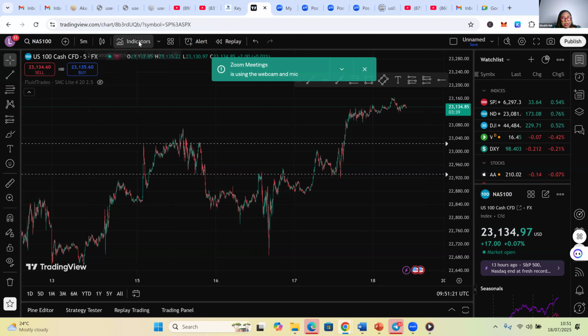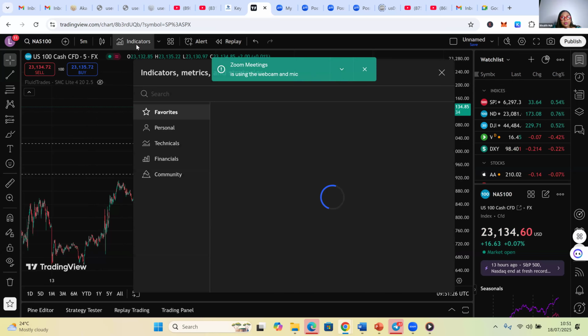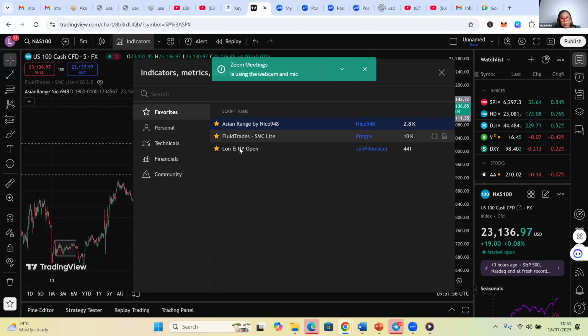So you go look for indicators, see my upper part here. You see indicators there. So you choose Asian Range by Nico 948. What you need to do is to search. I've already searched and put them as my favorite, that's why you're seeing them here. So you click on the search button and put Asian Range by Nico 948. Then you also choose London and New York Open. You see it, LON and NY Open by John Fibonacci. So you choose both.